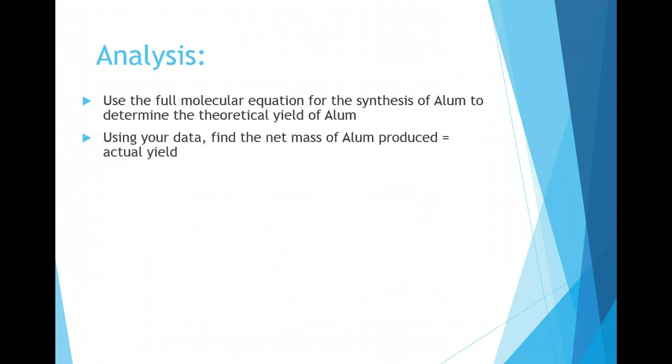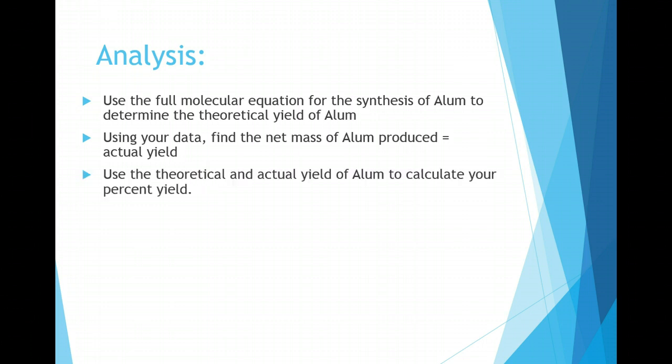Once you have figured out the theoretical yield of alum, you should be able to use your data from the lab to get the net mass of alum produced. And you can use your final mass and your filter paper mass to figure that out. That will also be your actual yield. Once you have both of those, you should use actual and theoretical yield to get your percent yield.